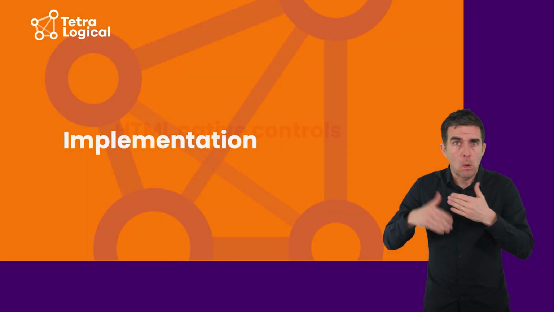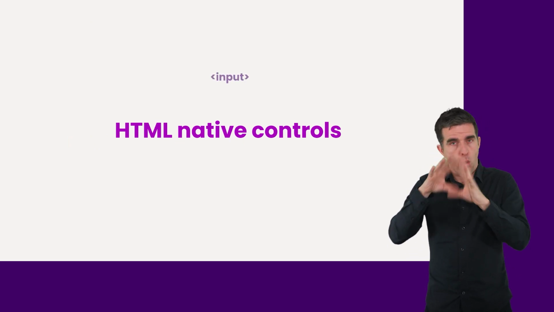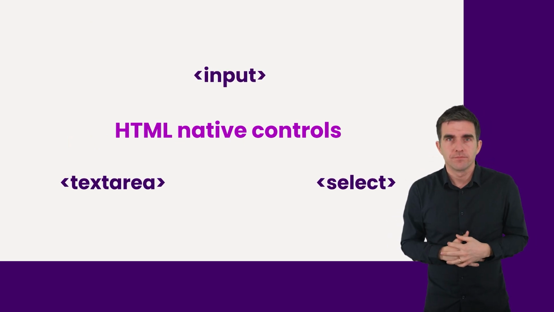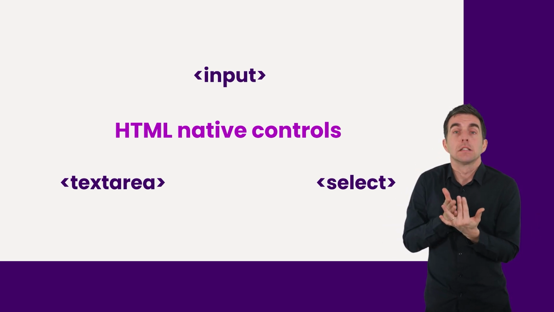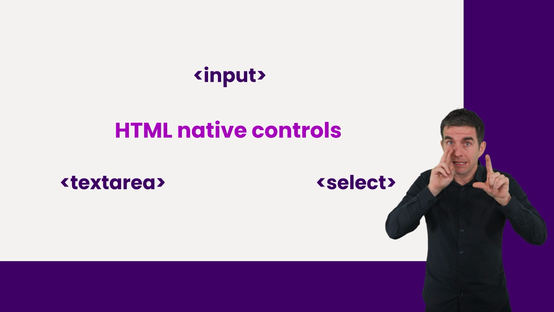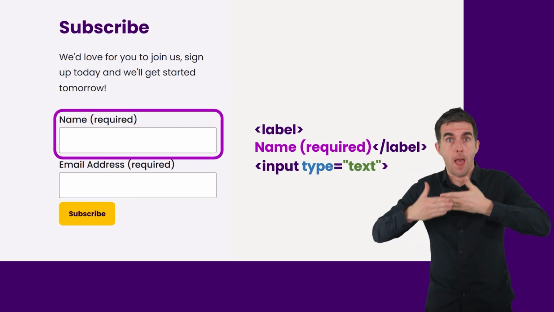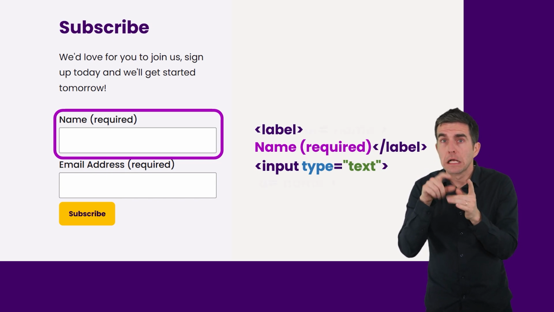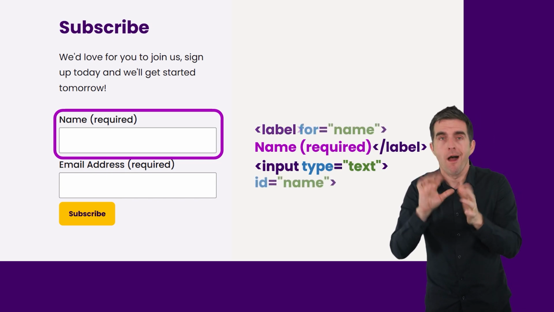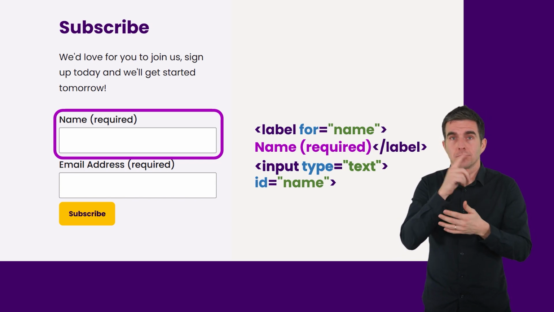Implementation. By using HTML native controls such as input, textarea, select, and so on, you can easily create form fields that are keyboard accessible and are recognized as expected by screen readers. Next, you should ensure that form fields and labels are correctly associated in the code. A simple way to do so is using the id and for attributes. This ensures that the right label for each form field is announced by screen readers.